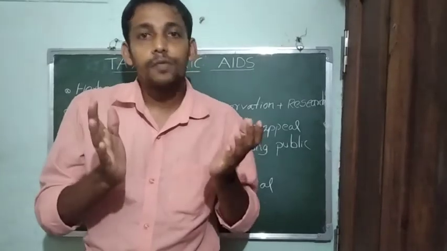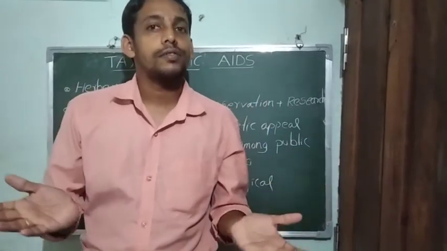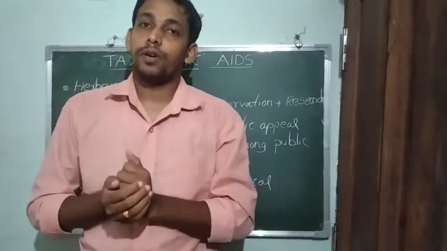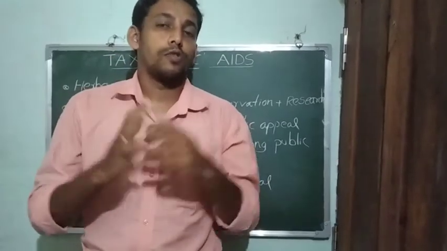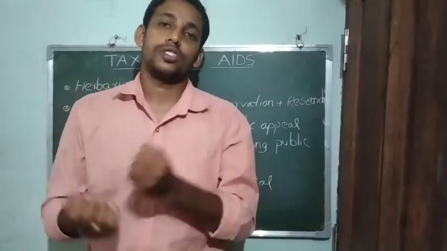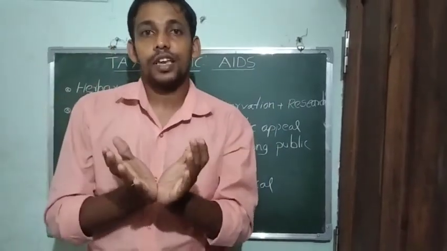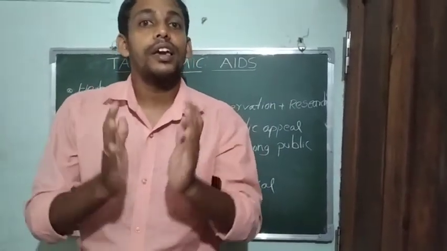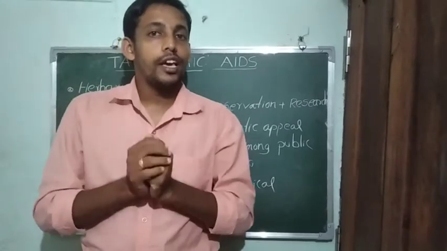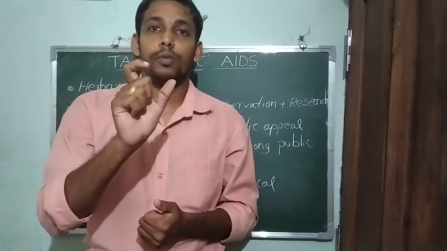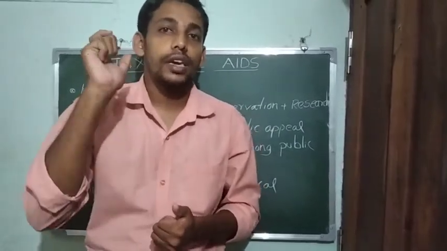Then, from where do we get this information? We get this information from particular procedures and stored information. We call all these procedures what? The taxonomic aids. So today we are going to study what is meant by these taxonomic aids.